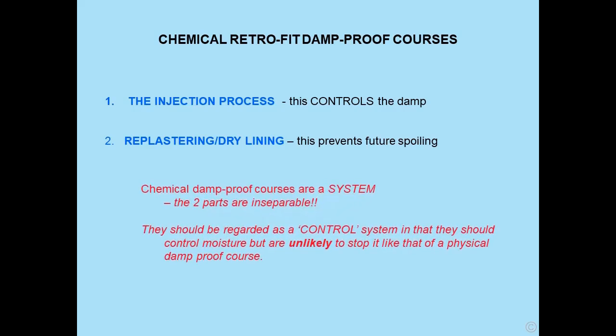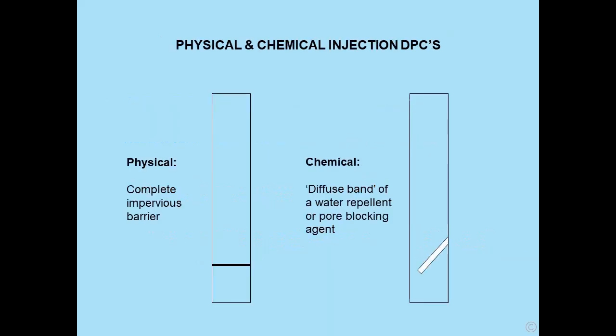Chemical damp-proof courses are a system, and in essence, the two parts are inseparable. If you require a dry non-spoiling surface, they are inseparable. They should be regarded as a control system in that they control moisture but are unlikely to stop it like that of a physical damp-proof course. Hence the replastering or dry lining to give us a dry, non-spoiling finish. So here's a comparison of the two. Physical damp-proof course, complete impervious barrier across the wall. Chemical, a diffuse band of a water repellent or pore blocking agent.